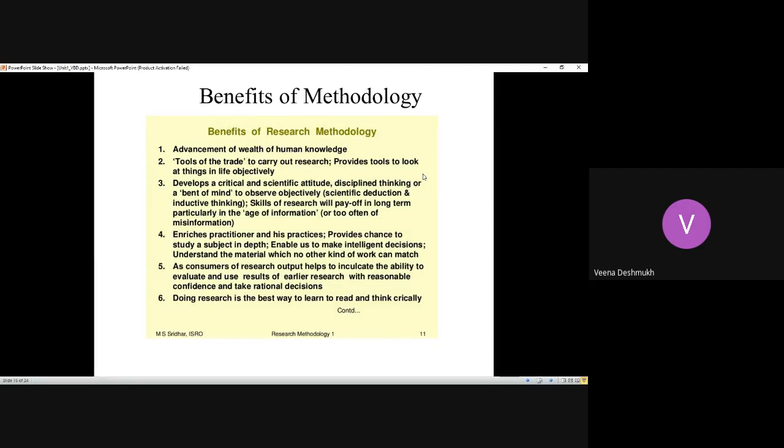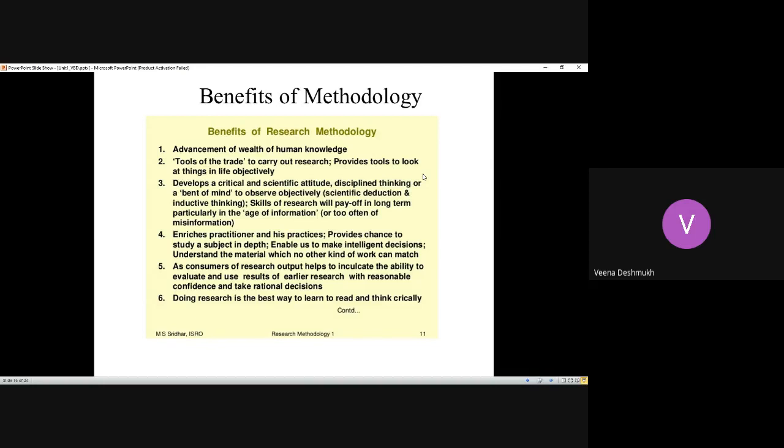Next point, enriches the practitioner and his practices. So basically when you study a lot of things, it enriches you. And one person can benefit from a lot of study methods. And that is the main reason why this research methodology is put for MTech students.